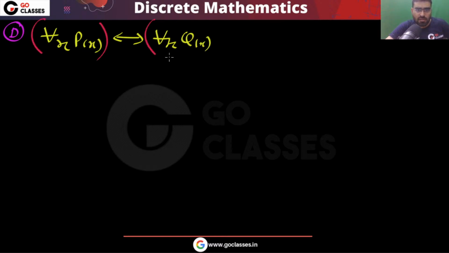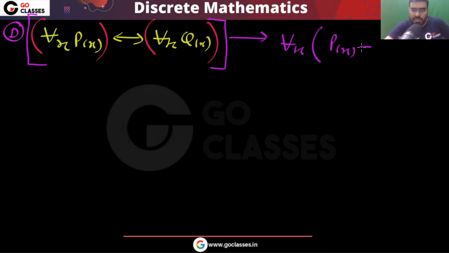So I'm giving you option D, that is for all x px, double implication for all x qx. Okay. For all x px, this implies, okay, this implies. So you can see that this implies for all x px double implication qx. Okay, let's see, is this valid or not?